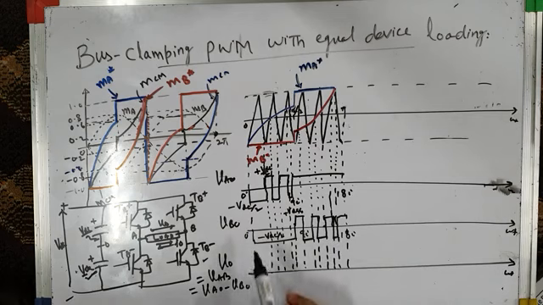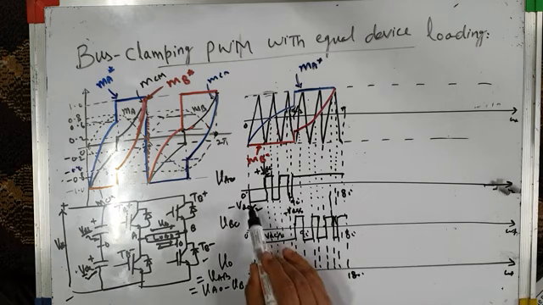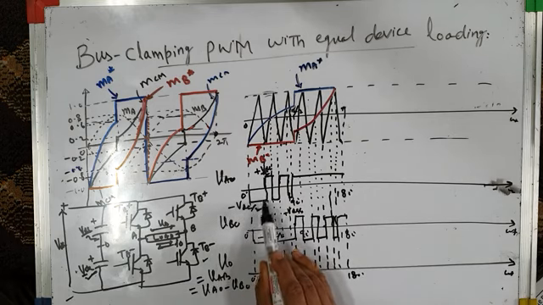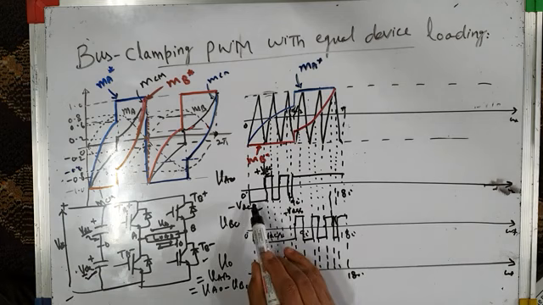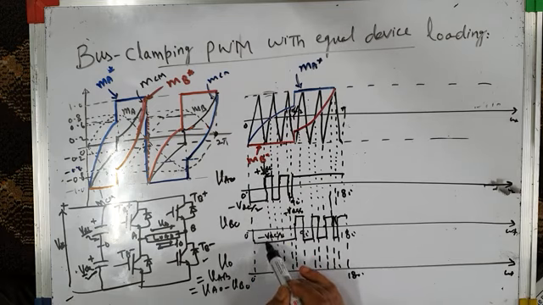Now you can see from 0 to 90 degrees. This is 0 degree, this is 90 degrees and this is 180 degrees. From 0 to 90 degrees, V0 is VAB, which is VAO minus VBO. From this instant to this instant, VAO is minus VDC by 2 and VBO is also minus VDC by 2. So VAB or V0 is equal to VAO minus VBO, that is minus VDC by 2 minus minus VDC by 2, that is minus VDC by 2 plus VDC by 2.